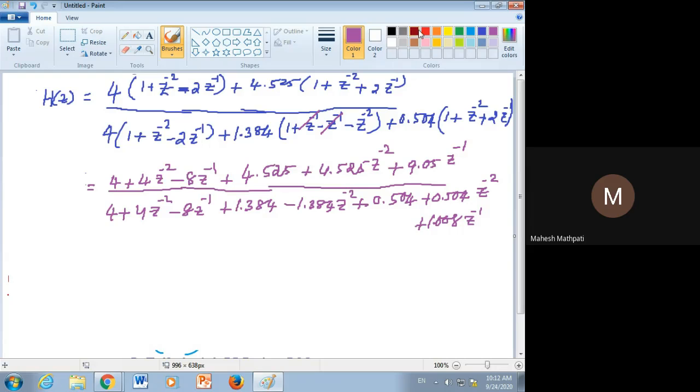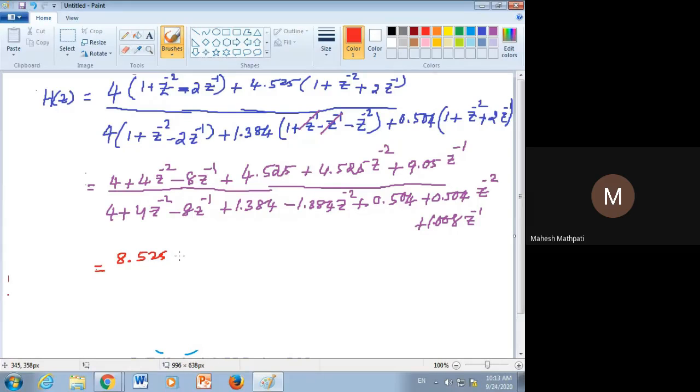Now further we can simplify this as, this is equals to, now you just combine the terms which are the same. So first we will add the constant terms. If you add the constants, how much is it? Here 4 is there. 4 plus 4.525. What is the value we will get? 8 point, how much is the value? 8.525, this is the constant term.